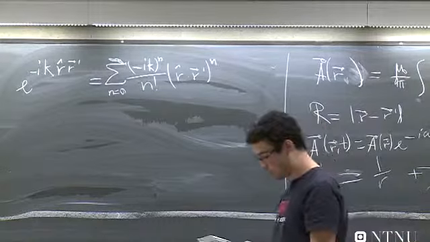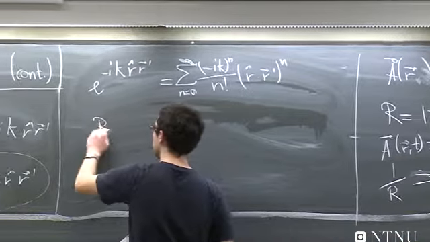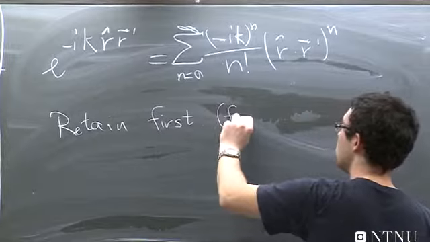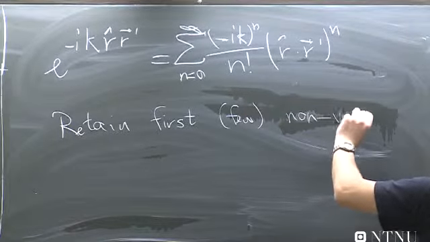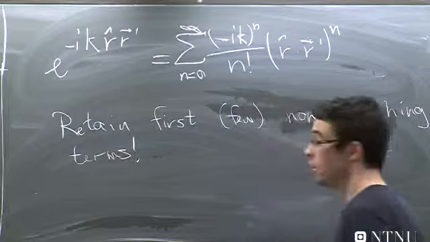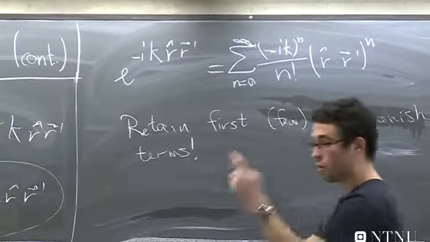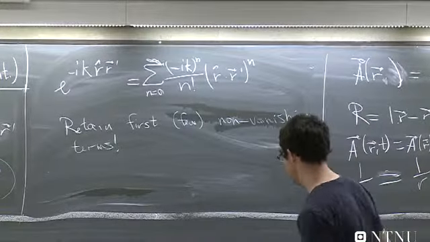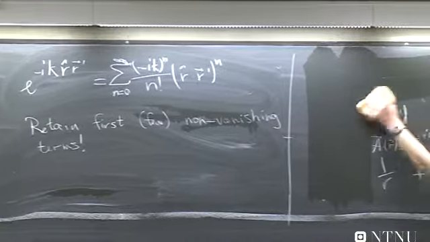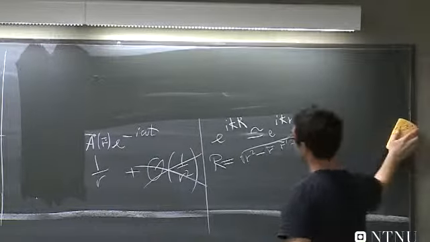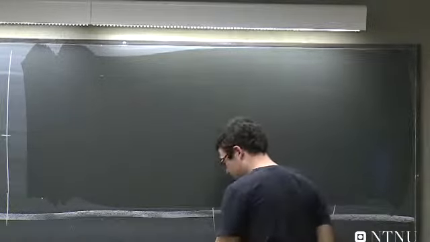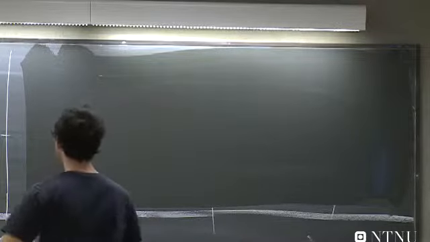Okay, so we retain the first or the first few non-vanishing terms in this expansion when I put it into here and solve the integral term by term. Okay, so I'll write down explicitly the final answer for A. I'll call it equation 1.